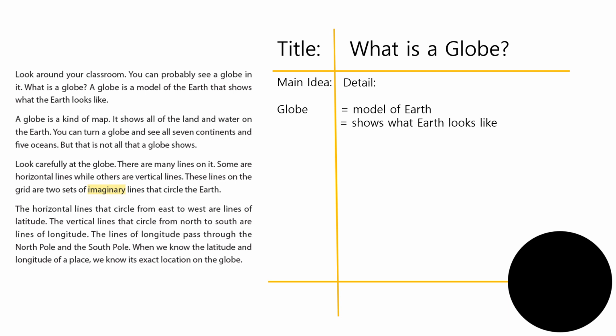자, 그럼 한번 적어볼까요? 저희 title is What is a globe? 그러면 저희의 제목은 윗칸에 적어주고요. 메인 아이디어, 저희 핵심 아이디어는 뭐였죠? globe. Okay? And globe에 관련된 디테일은 뭐였어요? It is a model of Earth. And it shows what the Earth looks like.